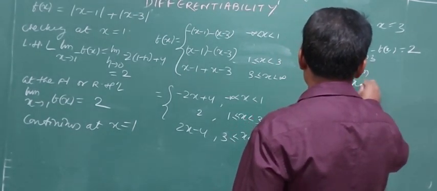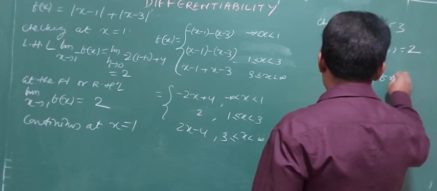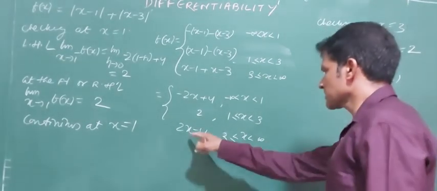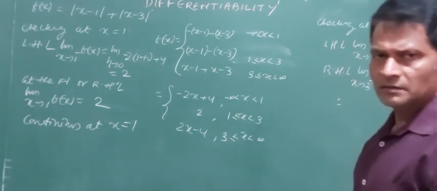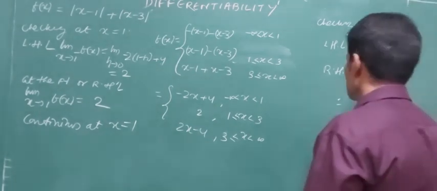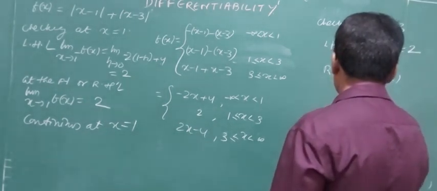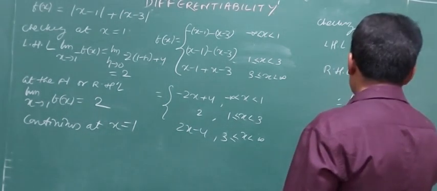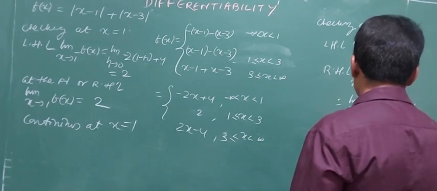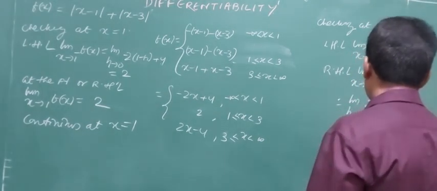Then RHS: limit x tends to 3 plus. Or directly you can replace 3 also. Equal sign. That's your limit h tends to 0, 2 into 3 plus h minus 4. h tends to 0, 2.